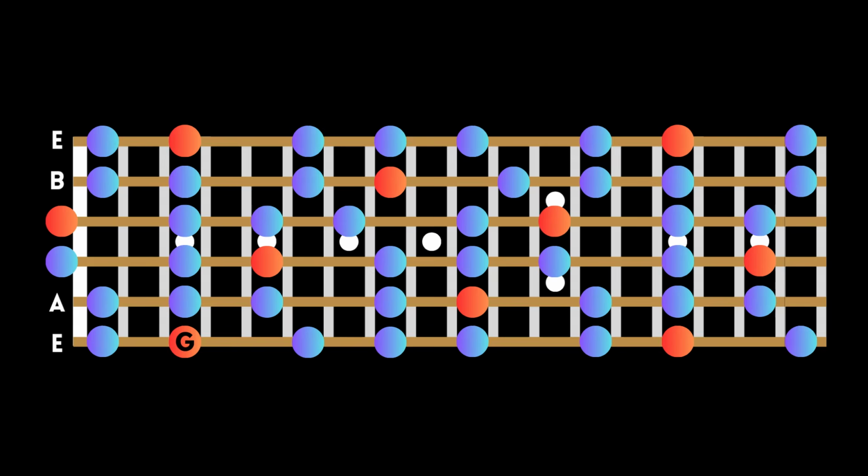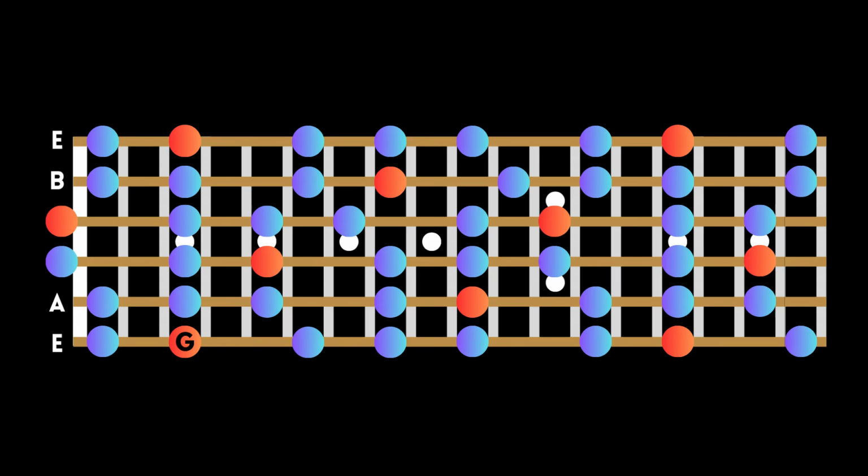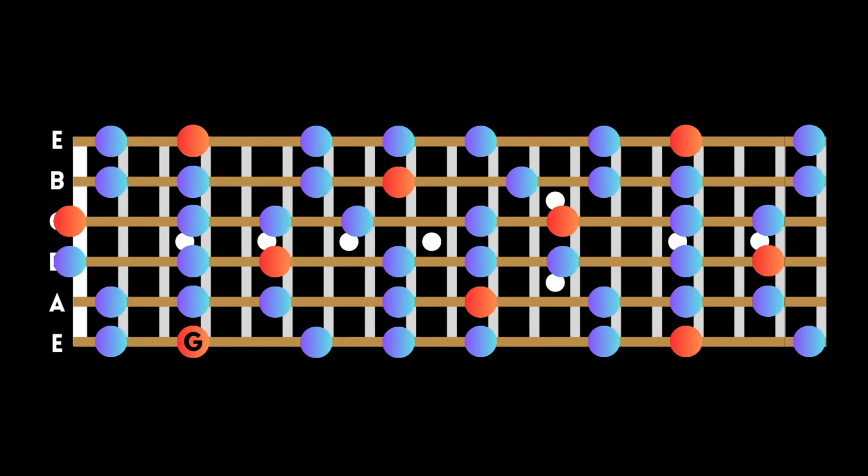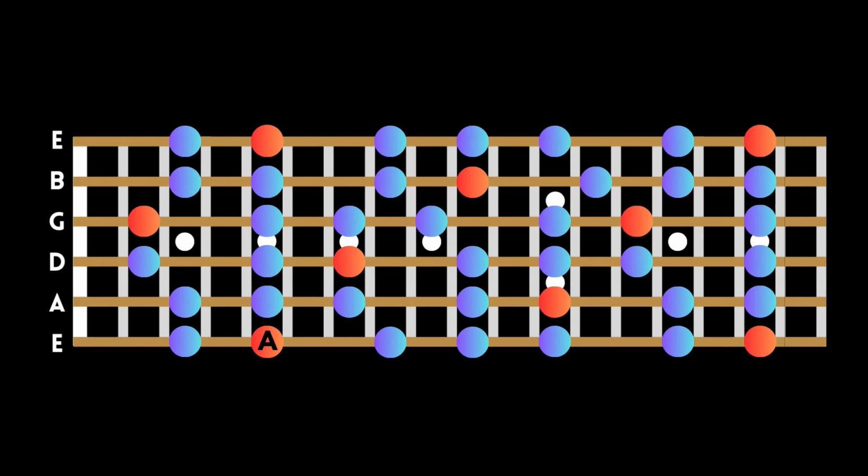Changing key at this stage is easy, as all the positions always fit together the same way. So simply shift your pentatonic patterns up or down to accommodate the new key. For example, if we were to change from the key of G minor to A minor, we would only need to shift everything up by 2 frets, revealing A as our new root note and key center.